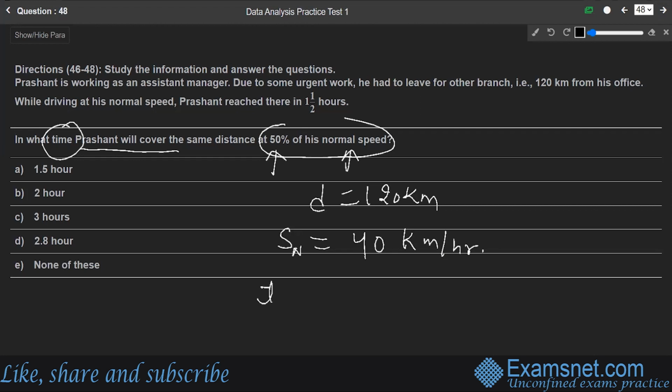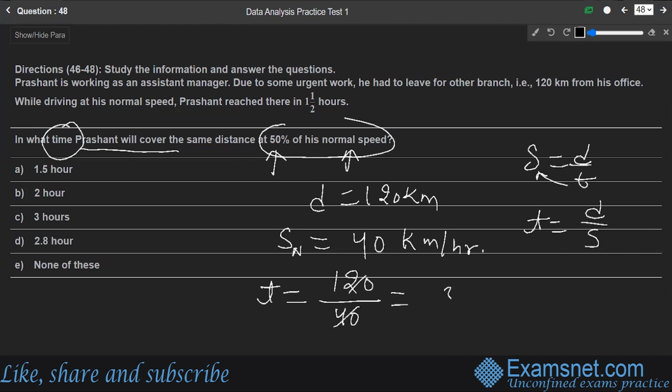He wants us to calculate the time. If speed is distance over time, then time becomes distance over speed. So the distance value is 120, the speed value is 40. If we calculate this further, it comes out to be exactly 3 hours. So if he goes at 50% of his speed, the time taken will be 3 hours. That is available in option number C.